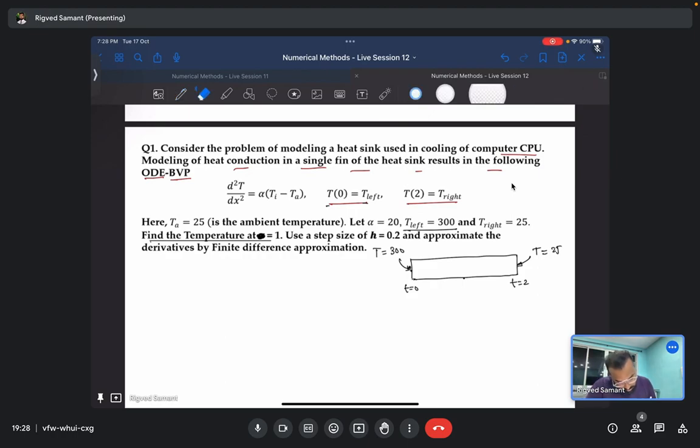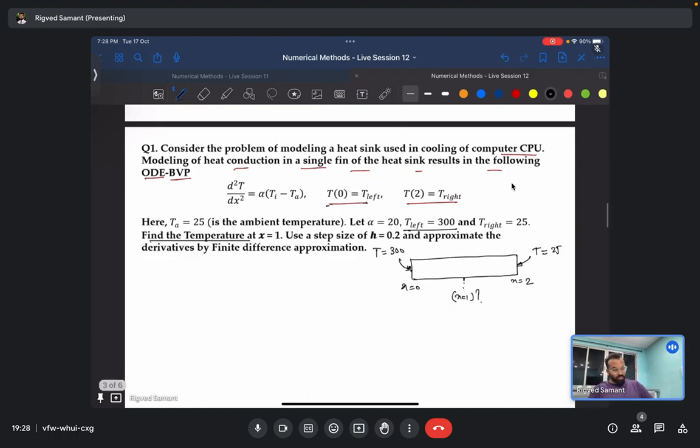Oh, it's a heat sink, right? Sorry, my bad. So this should be x only. This is not temperature, this is a diffusion, right? So it would be in terms of x, not time. So this is 2. It is asking you to find out what is the value at x equal to 1.